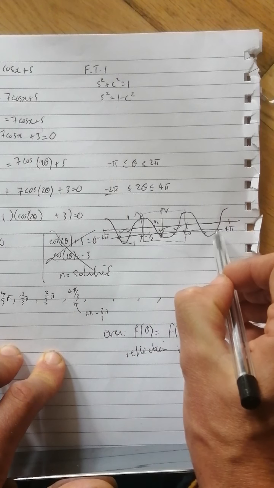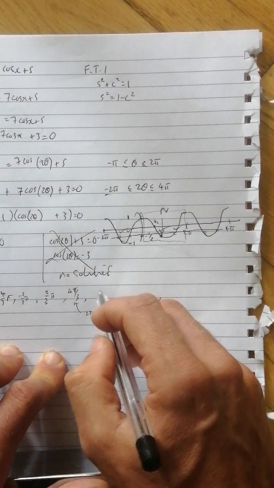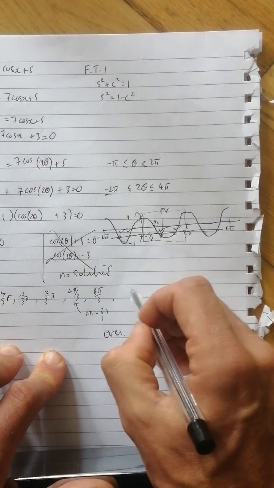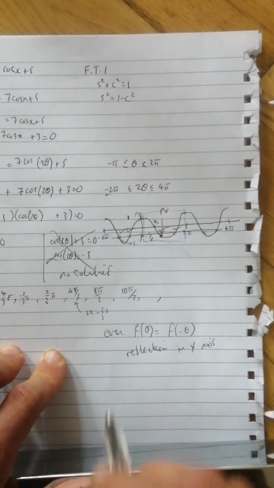To get these two, we'll add 2 pi to this one, add 2 pi to the principal value. So it's going to be 8 pi over 3. And then we'll add 2 pi to this one. That's going to be 10 pi over 3. There we go. 6 solutions done.